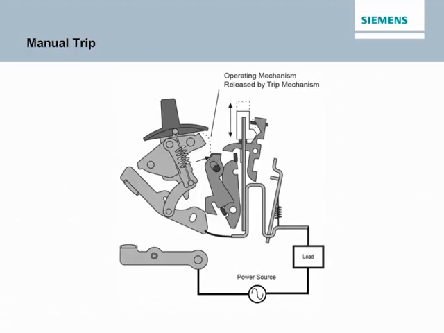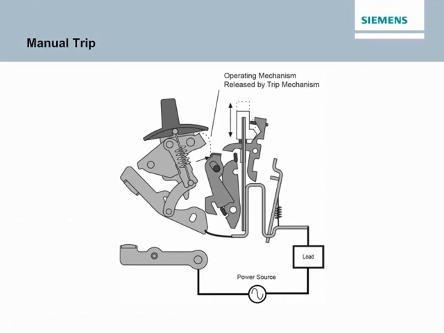Some molded case circuit breakers, especially larger breakers, can be manually tripped by pressing the push-to-trip button on the face of the circuit breaker. When the button is pressed, the tripper bar rotates up and to the right. This allows the trip mechanism to unlock, releasing the operating mechanism. The operating mechanism opens the contacts.